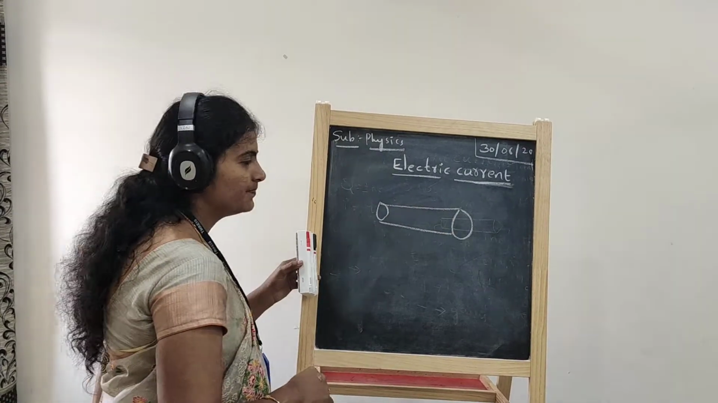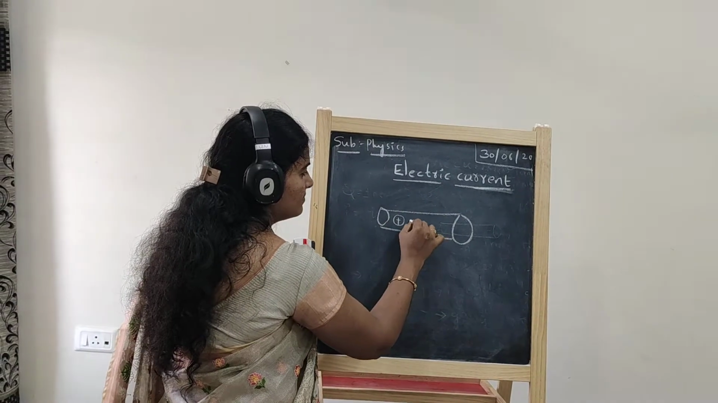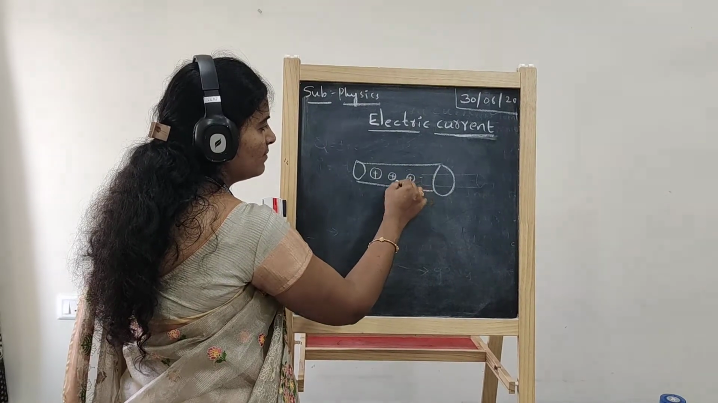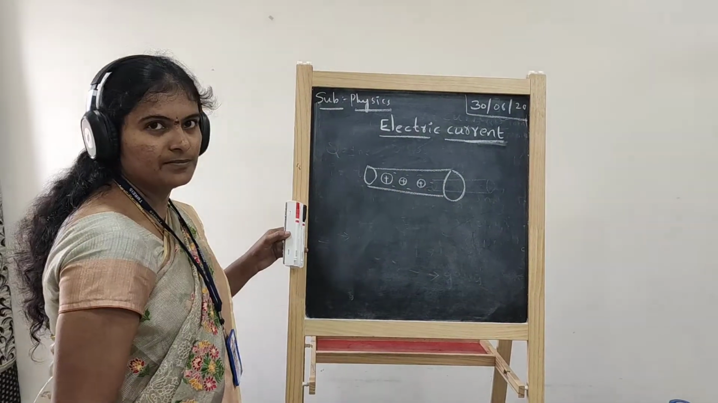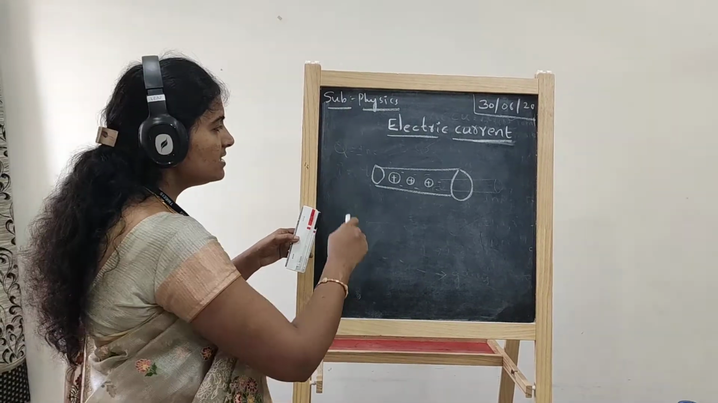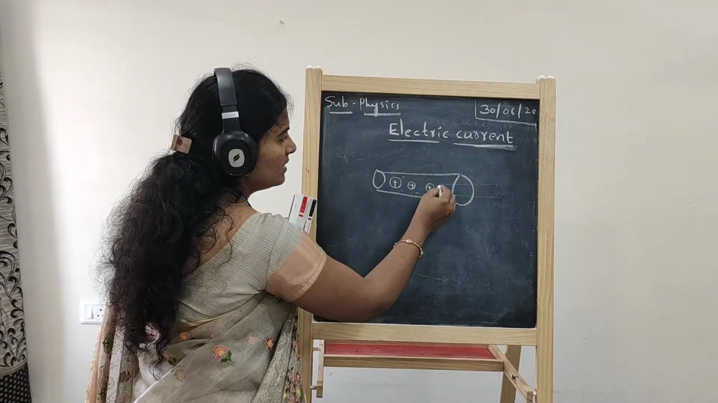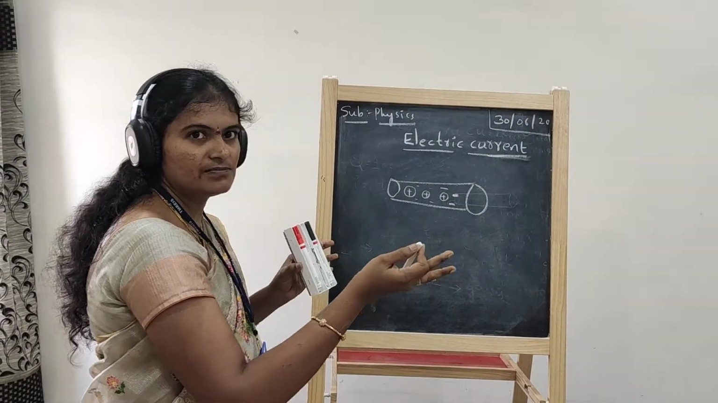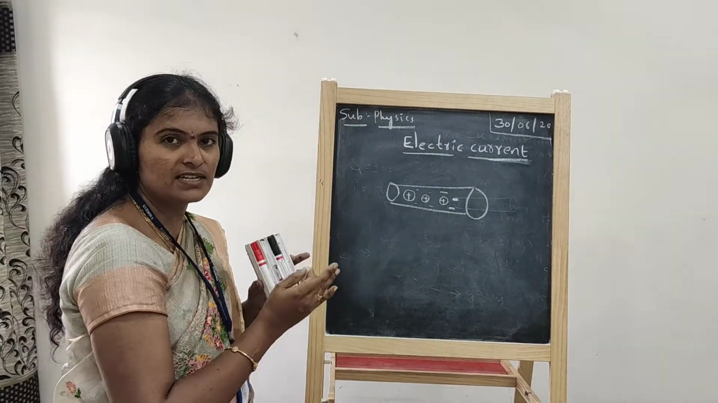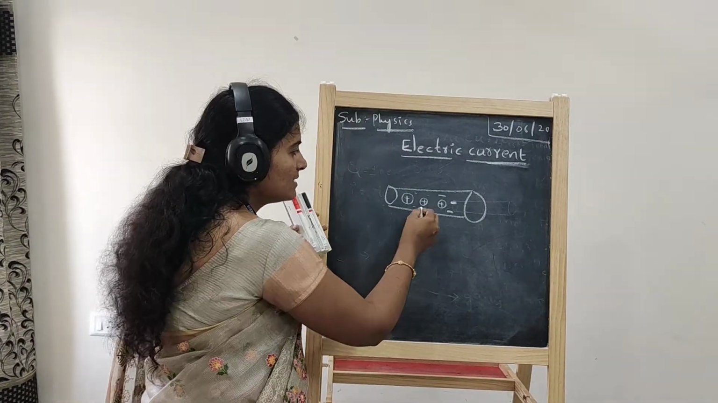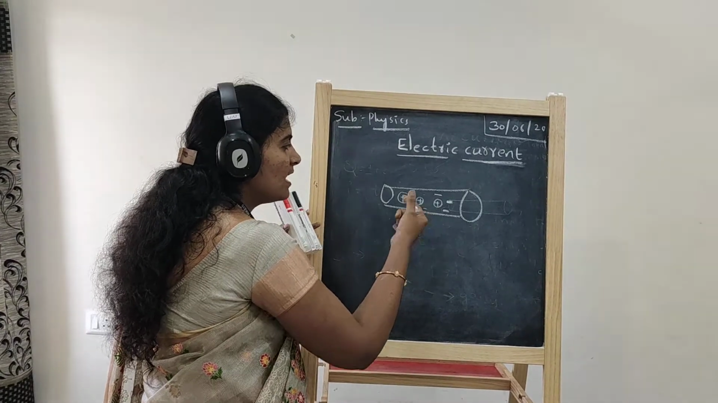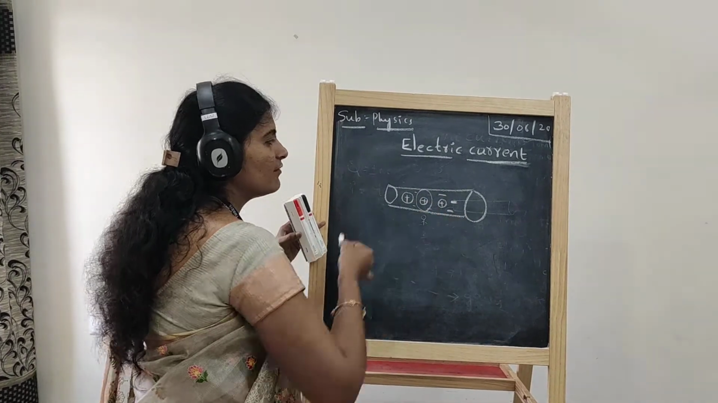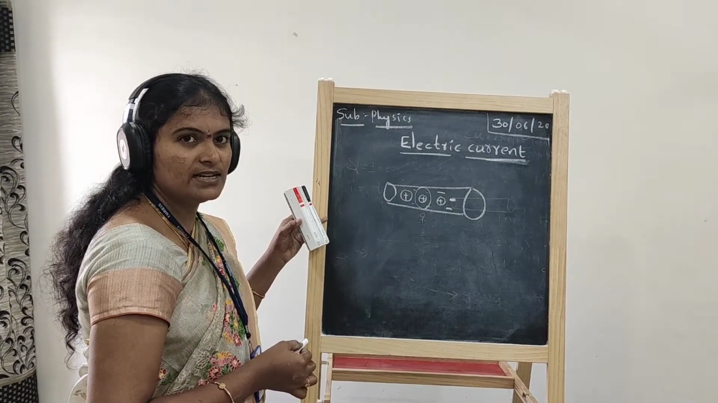For example, if you take a piece of metal like this, initially what happens? Let these be the atoms. In an atom, positive charge lies at the center and electrons move around the nucleus. So initially, if you consider only the motion of the electrons, they move in random directions. It doesn't follow a particular direction. If you stand here and observe clearly, can you tell how many electrons are passing through this particular area of cross section? Is it possible?